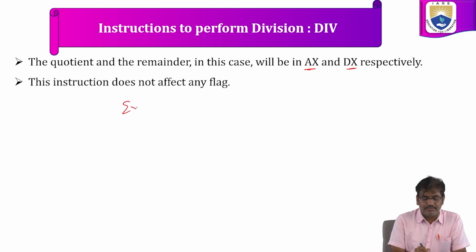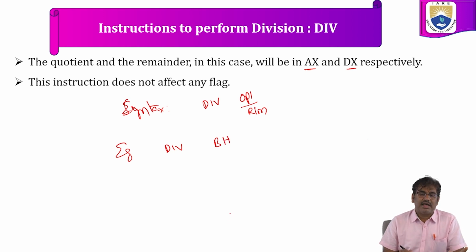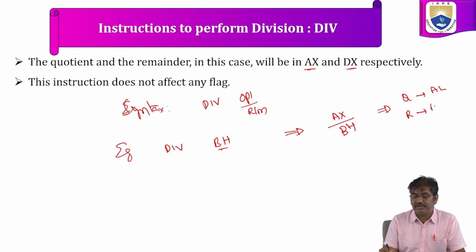Syntax, we can see example. First we'll write the syntax. So the syntax of the instruction is div operand 1, where the operand 1 can be a register or memory location. Example: div bh. Now as the divisor is an 8-bit register, which is bh, this instruction will perform the 16-bit data by 8-bit data division. 16-bit we have AX, this will be divided by bh. After this, the quotient we can see in AL register and the remainder is in AH register.